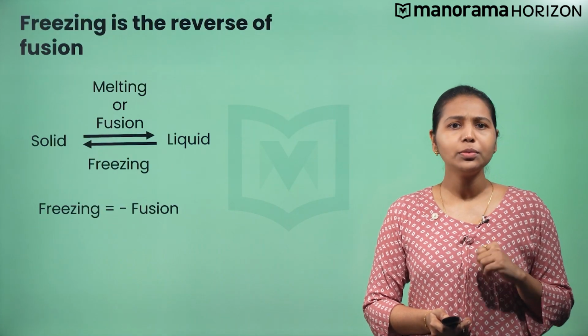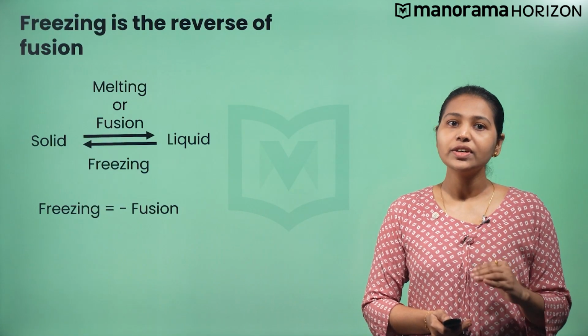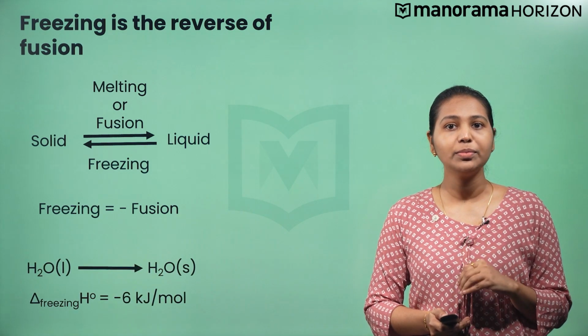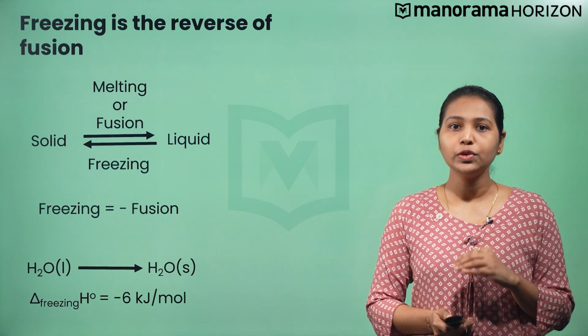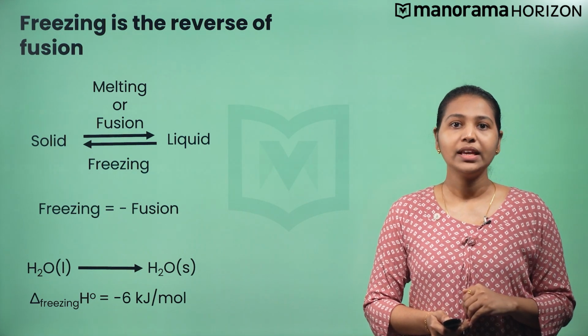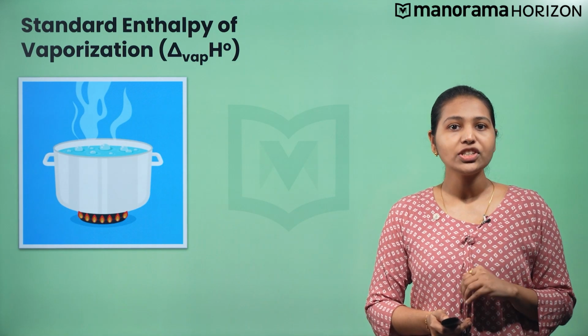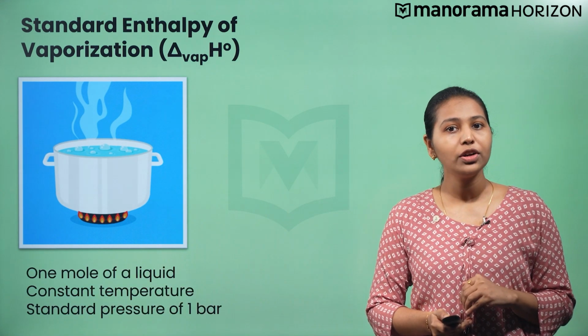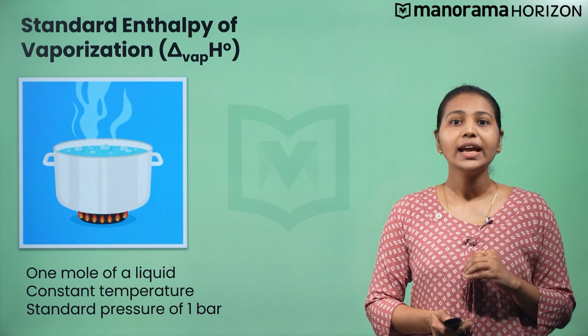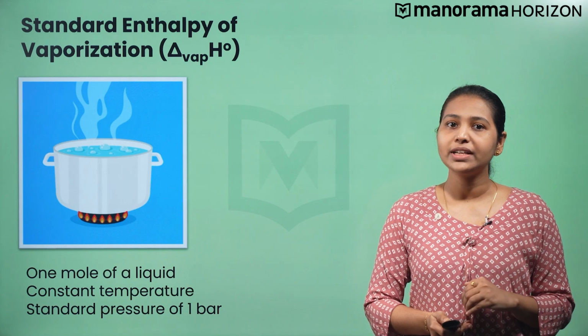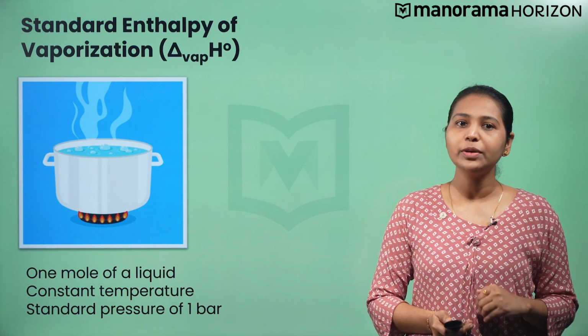per mole. Then what about freezing? Freezing is the reverse of fusion. Thus, enthalpy of freezing or enthalpy of solidification will be the same as enthalpy of fusion with an opposite sign. Next, let us discuss the enthalpy of vaporization. The enthalpy change accompanying vaporization of 1 mole of a liquid at constant temperature and under standard pressure of 1 bar is called standard enthalpy of vaporization or molar enthalpy of vaporization.